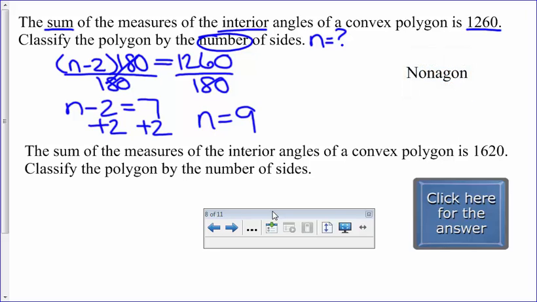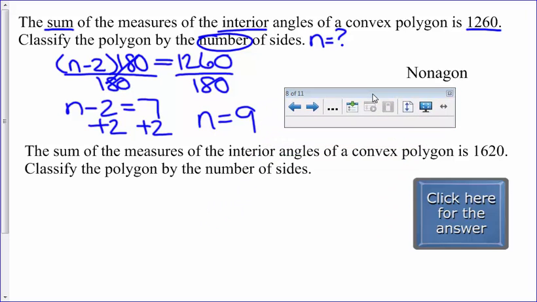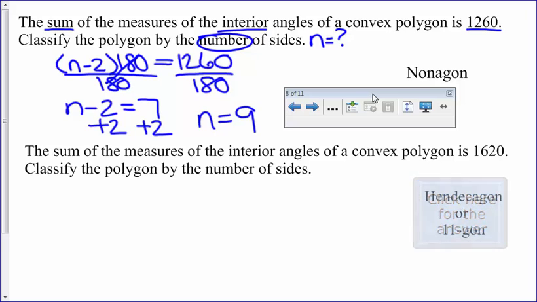Okay. Go ahead and figure out the second one on your own. Pause. Here is the answer for the second one, the number of sides. This is a hendecagon or an undecagon. Sometimes they don't provide you with this. I will accept either answer, an undecagon or hendecagon, okay?